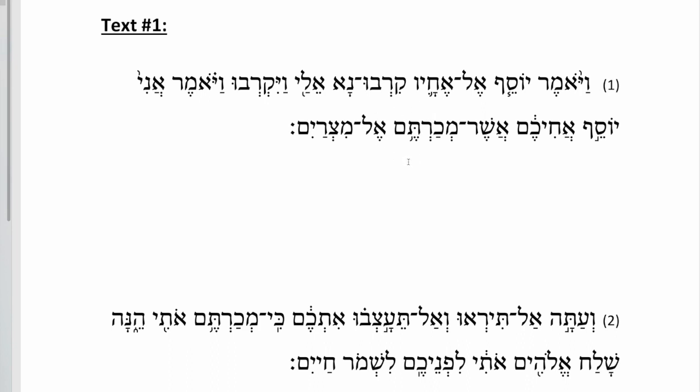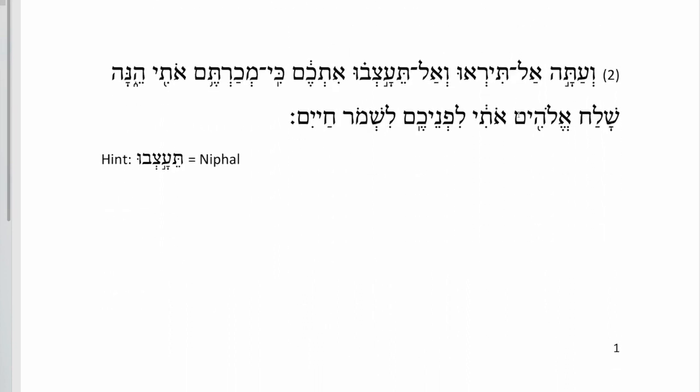This is our second masculine plural ending here, our subformative. So makar plus tem. This is a perfect. So this is a Qal perfect verb here, and this means you sold. And then el Mitzrayim, to Egypt. Mitzrayim just means Egypt, right? So I am Joseph, your brother, whom you sold to Egypt.